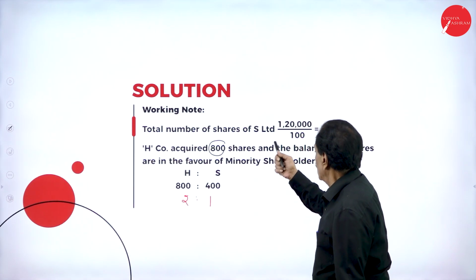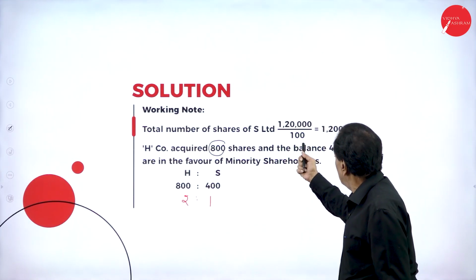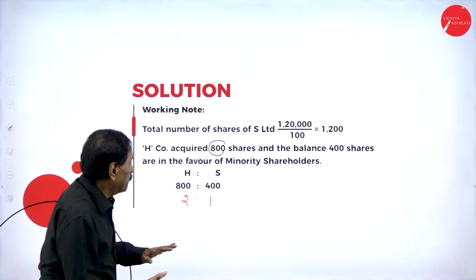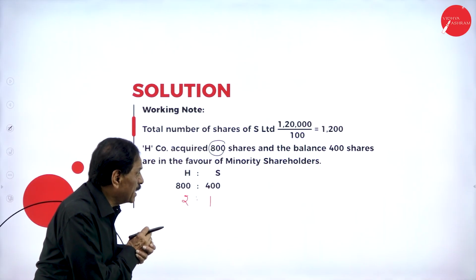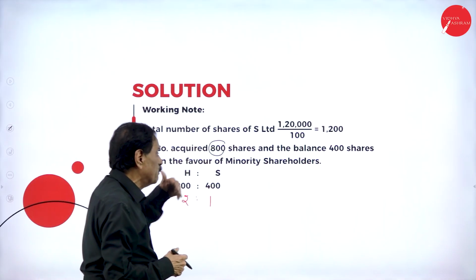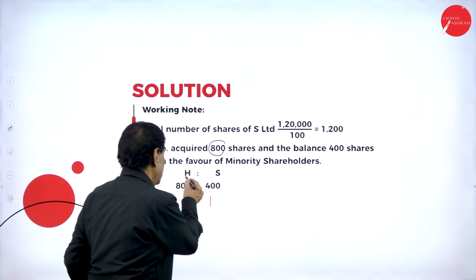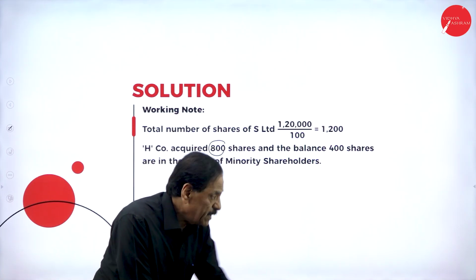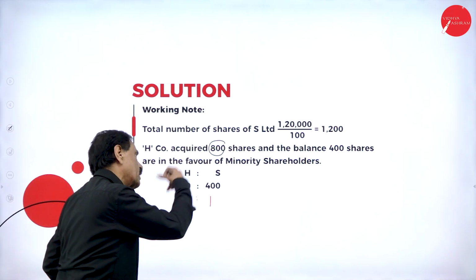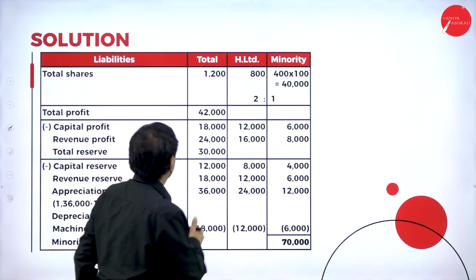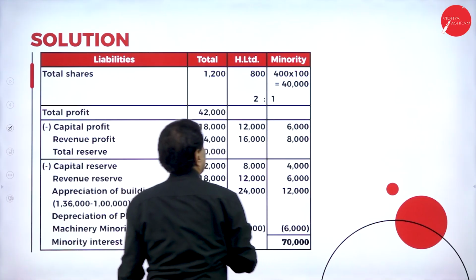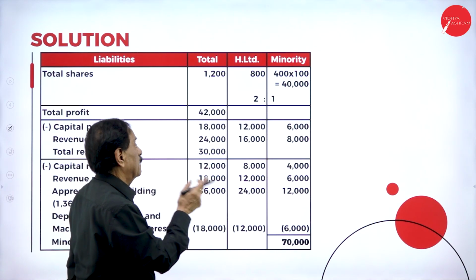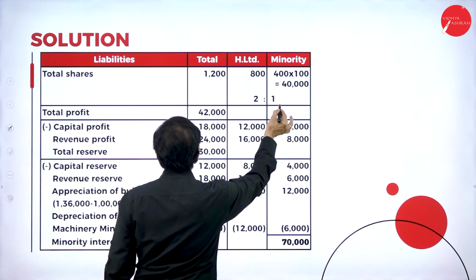Total number of shares: 1,20,000 divided by 100 is 1,200 shares. H company takes over how many shares? 800 shares. The balance shares go to the minority, called S Limited. 800 to 400. 800 goes to H company. 400 goes to S Limited. Then out of 1,200, 800 is H Limited, 400 is minority. They are in the ratio of 2:1.